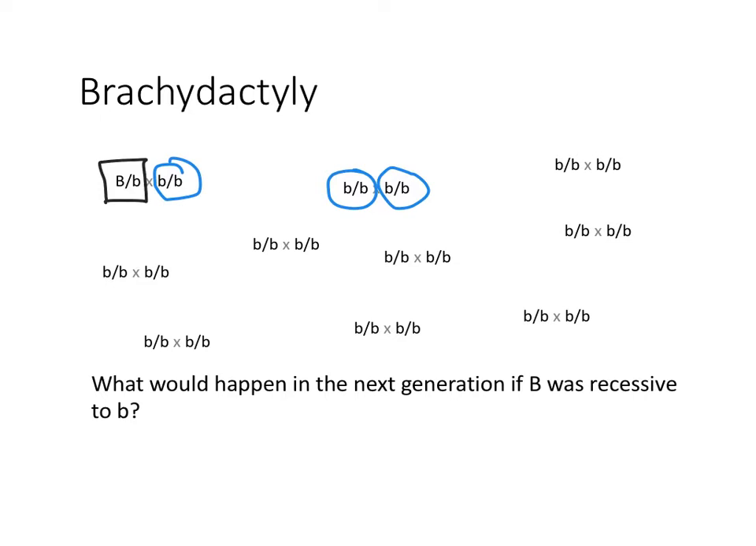That is, if brachydactyly was a recessive disease. If capital B is recessive and lowercase b was dominant, how would that change what these people look like? What would all the lowercase b over lowercase b individuals look like? Brachydactylous. They would just be the same?